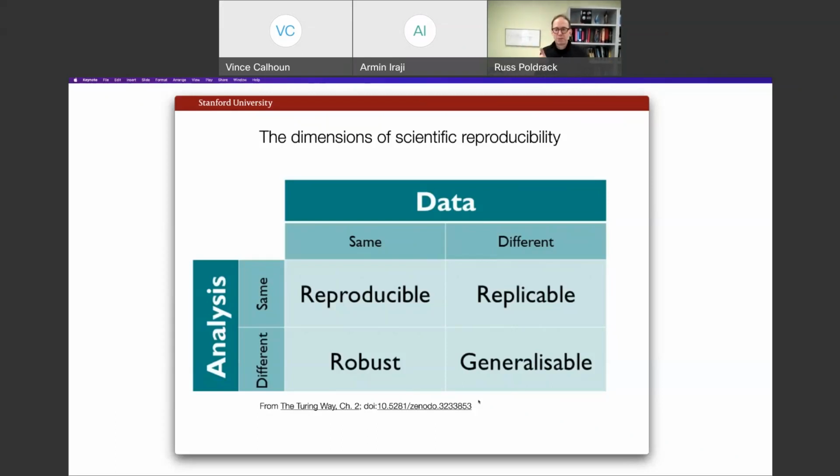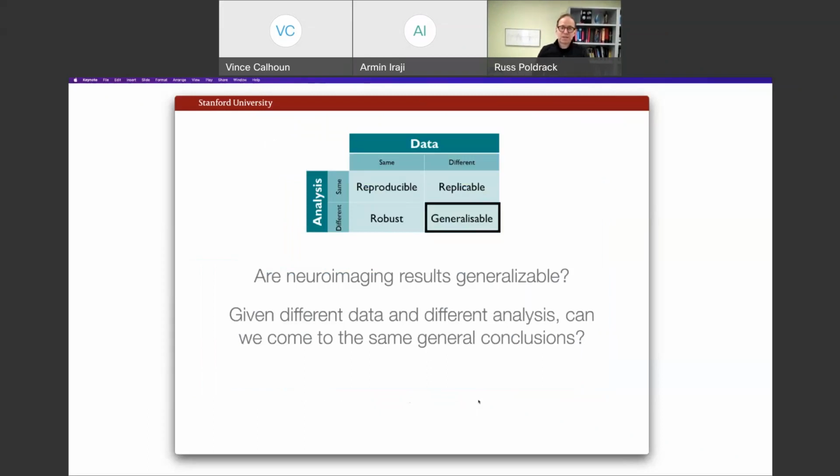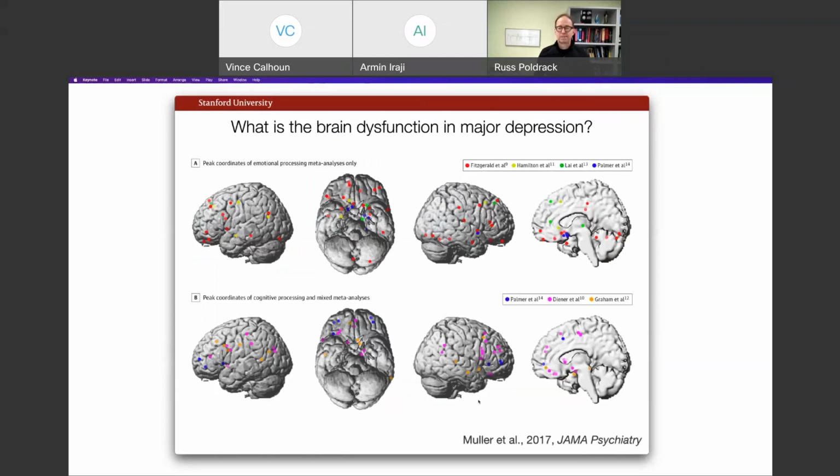And so what I'm going to do is walk through each of the quadrants of this figure and ask, how are we doing in that quadrant? So first, let's ask, are neuroimaging results generalizable? By which we mean, given different data and different analysis, can we come to the same general conclusions? And I'm going to try to convince you that there are at least certain reasons to think that maybe we're not doing so well.